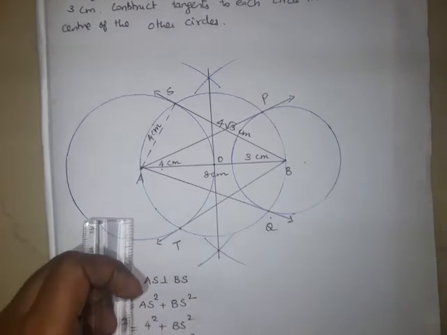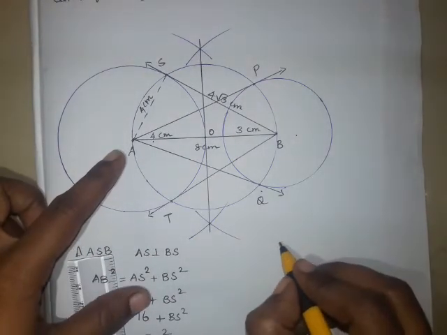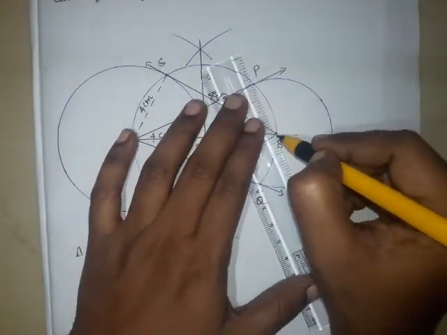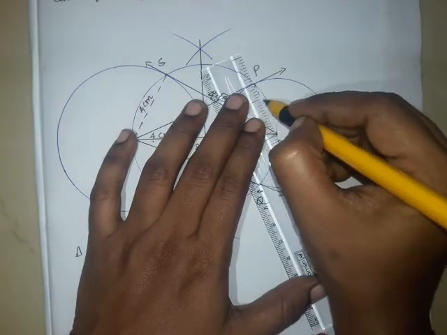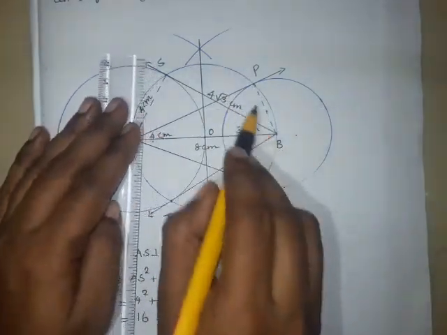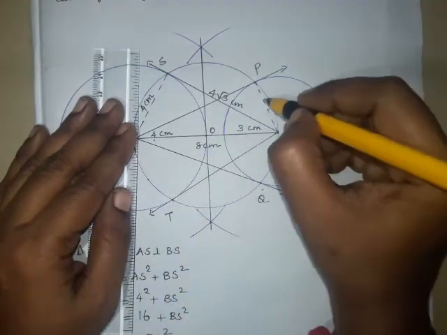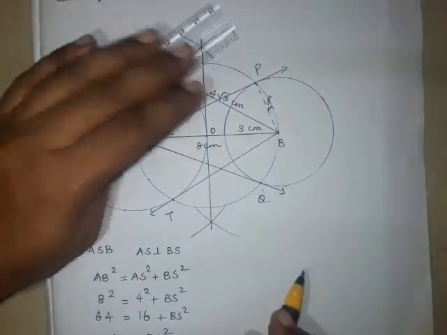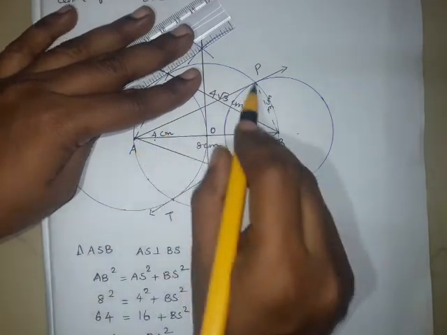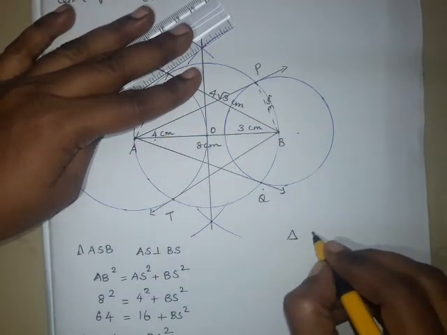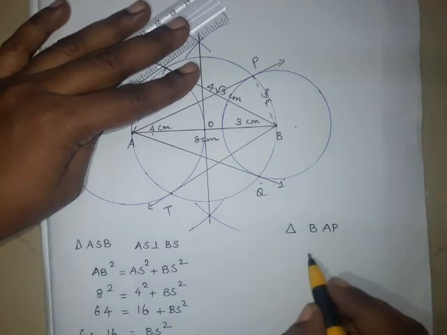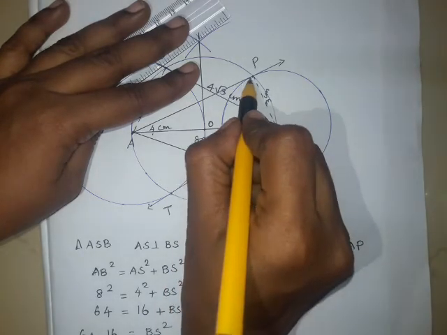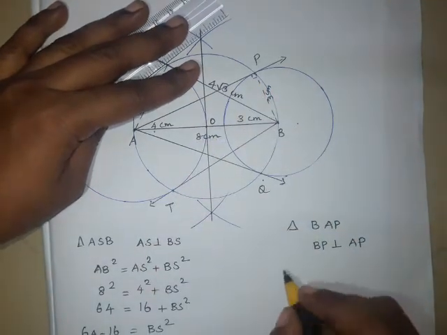Okay, now we can solve the justification. Now again we need a triangle. Now we can join the points B and P. Okay, so BP is the radius of the 3 centimeter circle, so this is also 3 centimeter. Now I am taking the triangle BAP. Okay, now BP is perpendicular to AP, because we know this is 90 degree, so we can apply Pythagoras theorem.